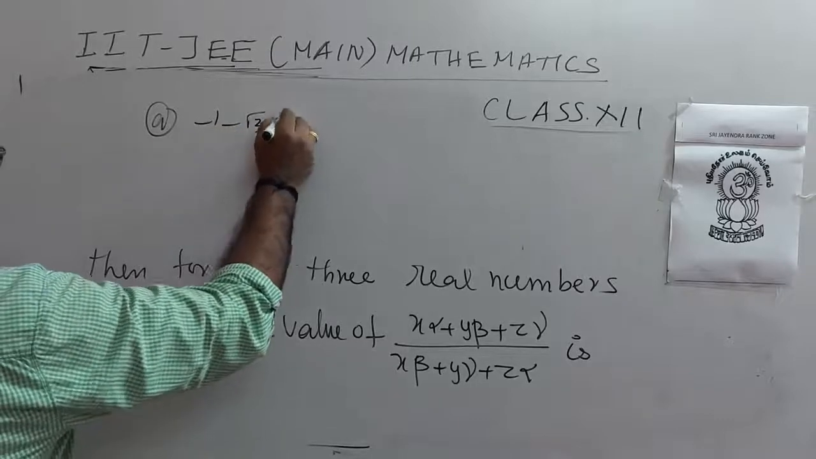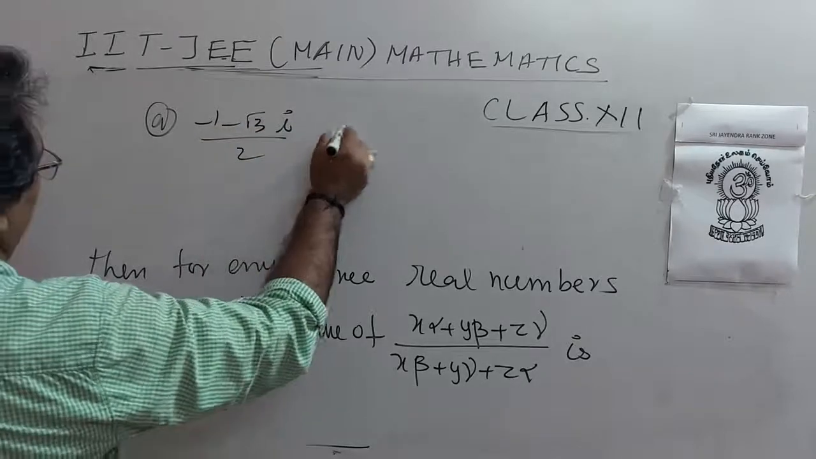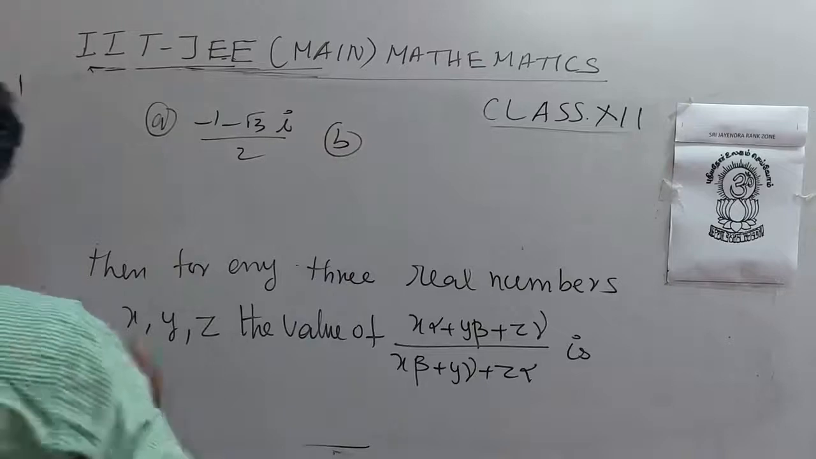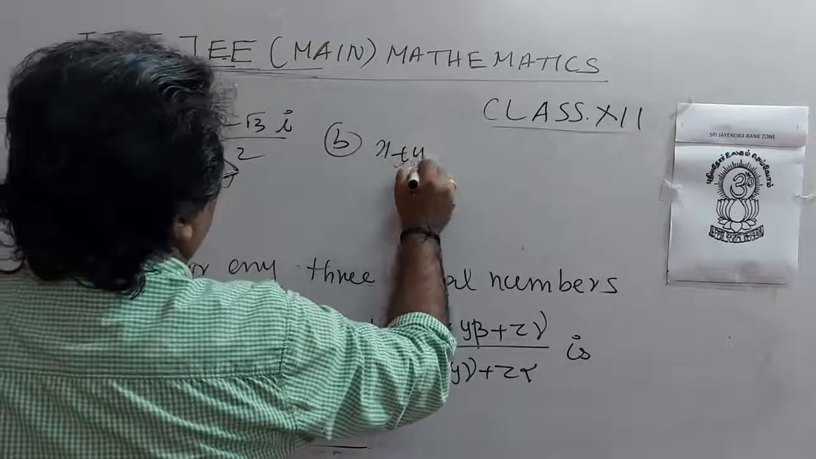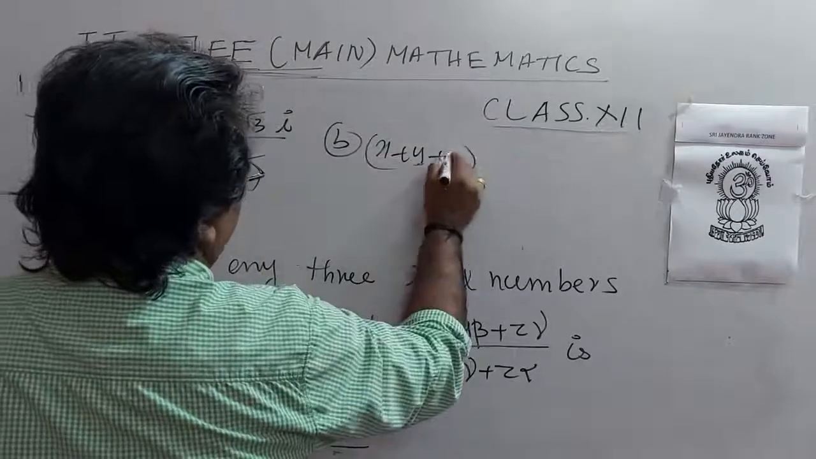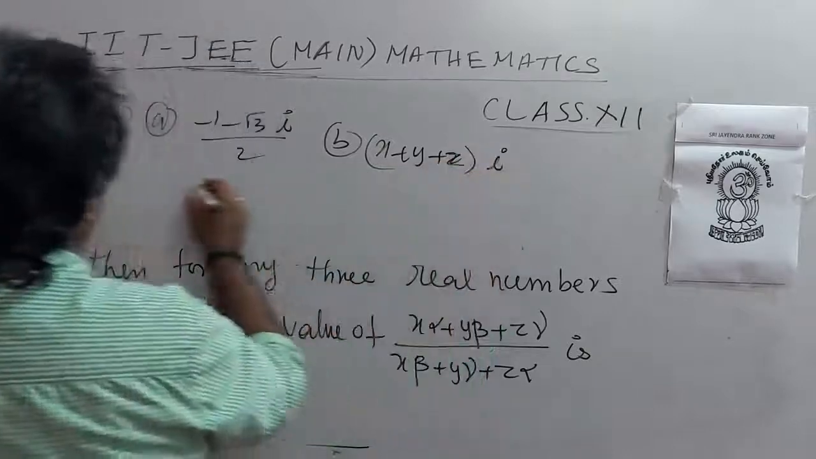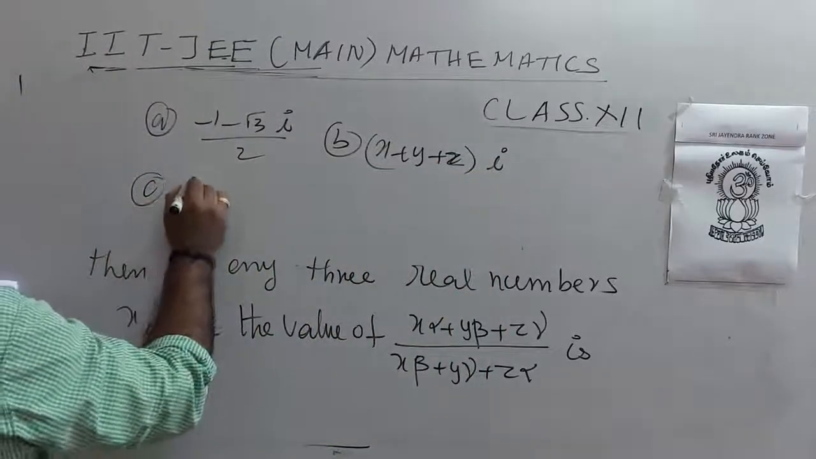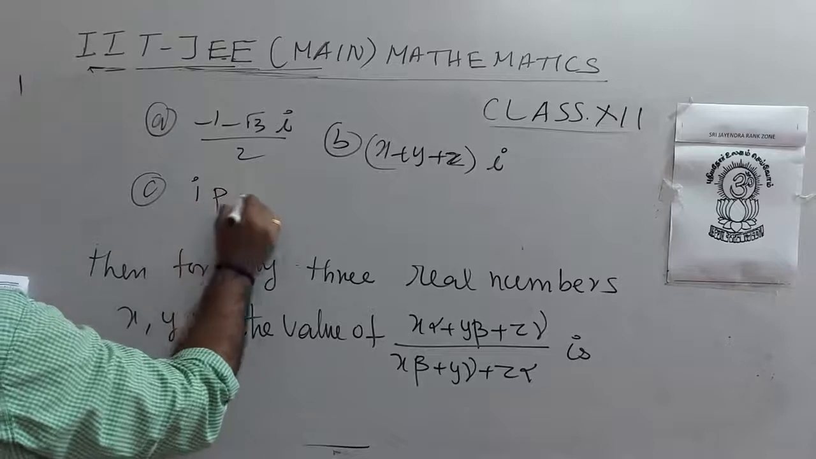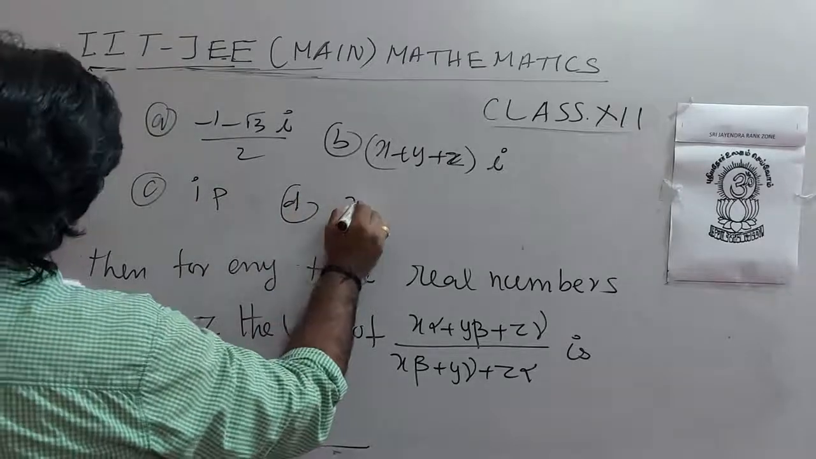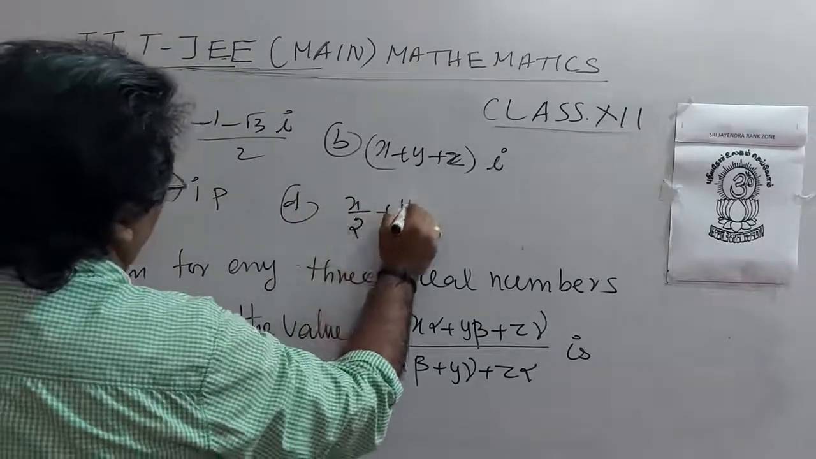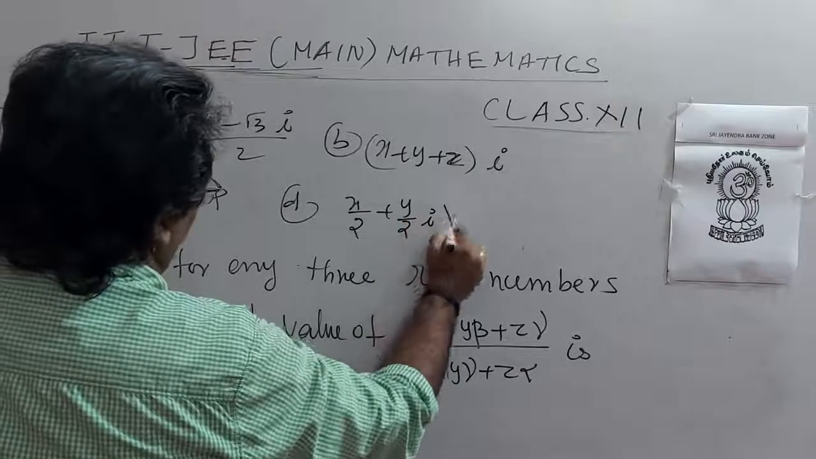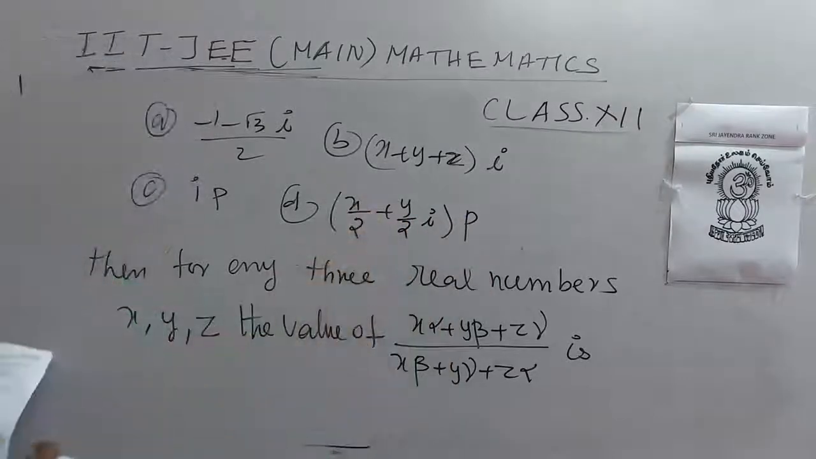-1 minus root 3 i by 2. That is option A. Option B, x plus y plus z into i. Option C, i P. Option D, x by 2 plus y by 2 i into P.